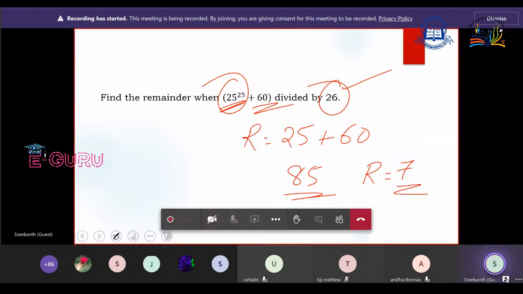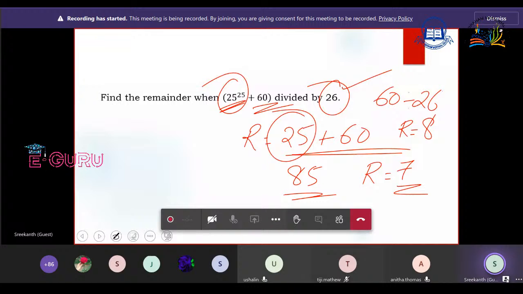Otherwise we can do one more thing. Instead of adding these things, here itself 60 divided by 26, you can take the remainder directly. If you are dividing 60 with 26, what will be the remainder? 26 into 2, 52, and the remainder is 8, right? Remainder will be 8. And from here, the first part, you will get remainder 25, and 25 plus 8, total remainder will be 33.